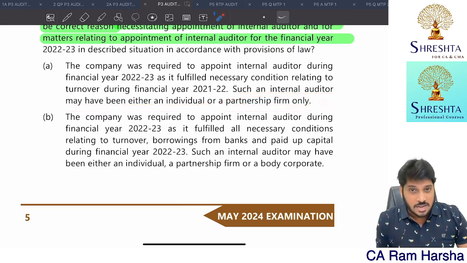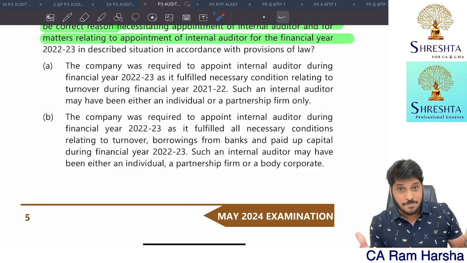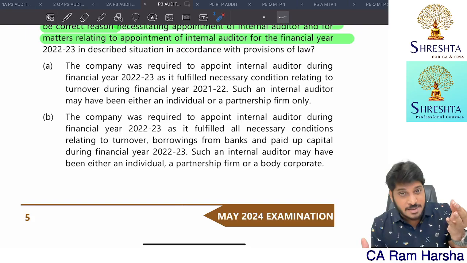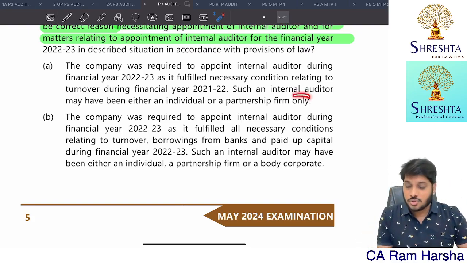That's wrong. Under the Companies Act, an internal auditor can be any individual, partnership firm, or body corporate. Anybody can be an internal auditor. He can be an employee or not an employee. Anybody can be. So this is wrong.